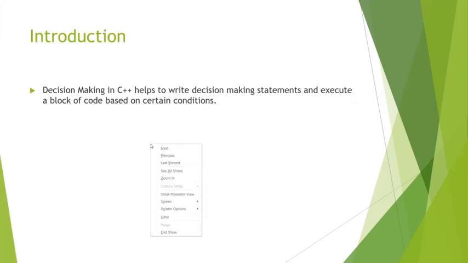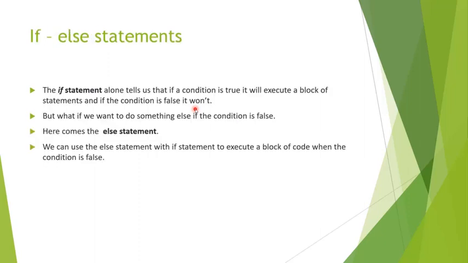Decision making in C++ is basically a feature that allows us to write decision making statements. We can make our code a decision making code, or we can say that one can make a code decide, based on a condition, what is going to be executed and what is not going to be executed. We can execute a block of code based on certain conditions with the help of decision making structures. What are they? They are if else statements.